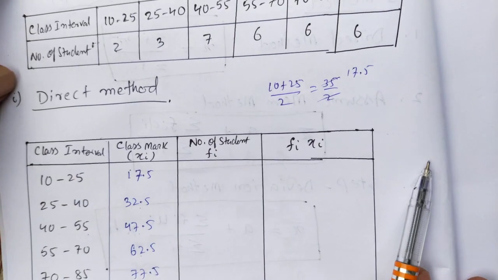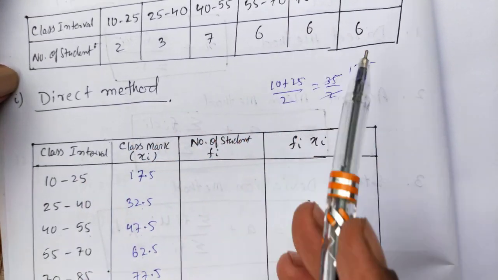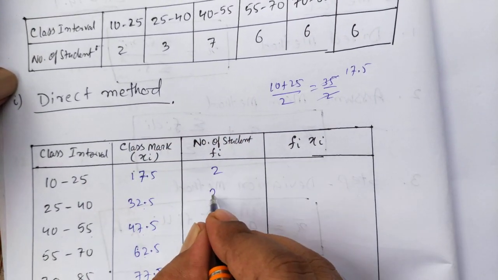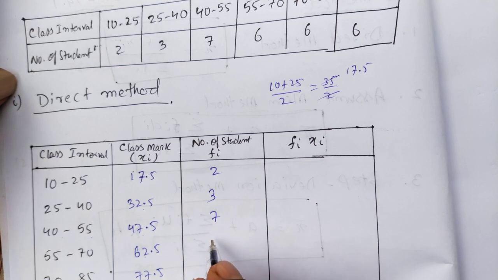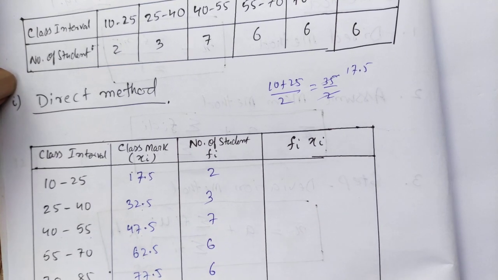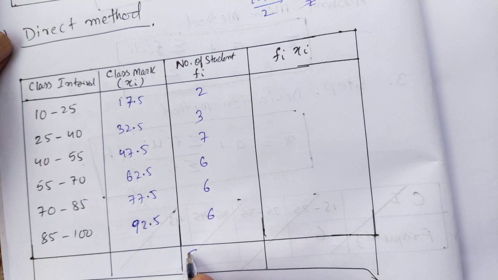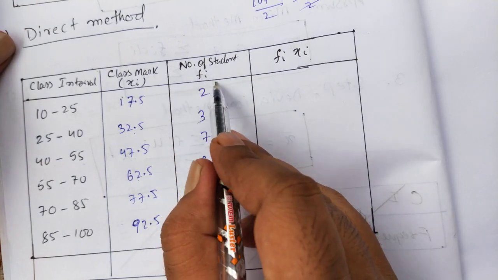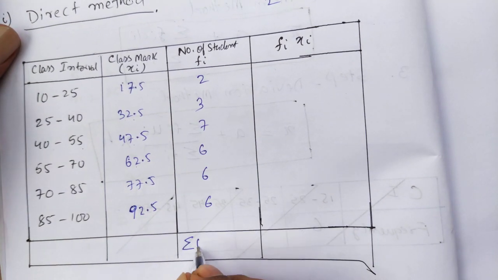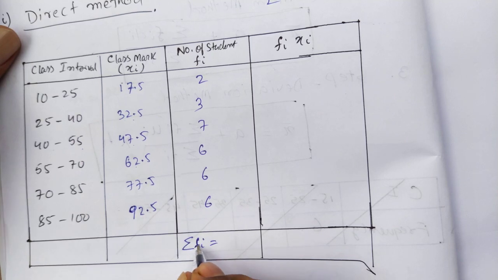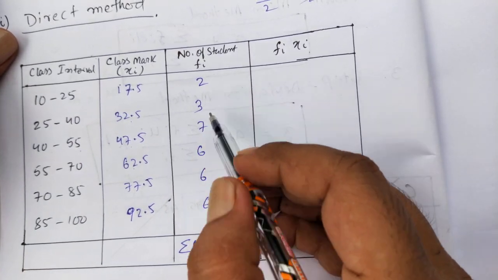It's given here, 2, 3, 7, 6, 6, 6. So we have to find the total of this. The total of the frequency is called summation fi. Now if you add this, 18, 19, 20, you are getting 30.